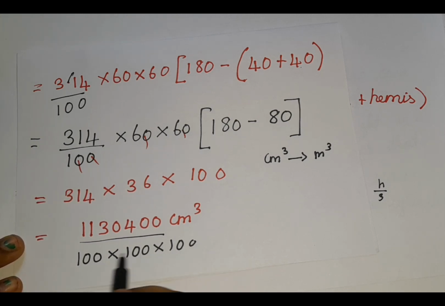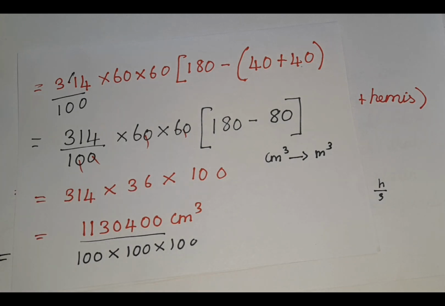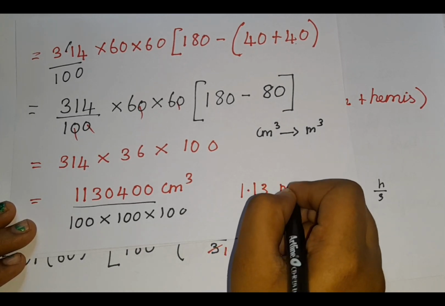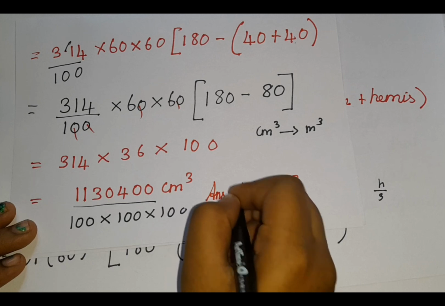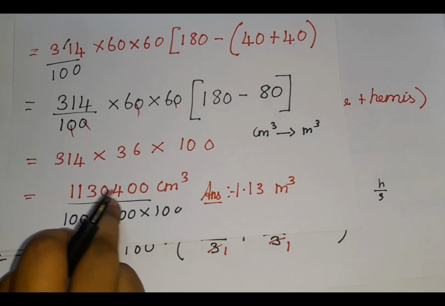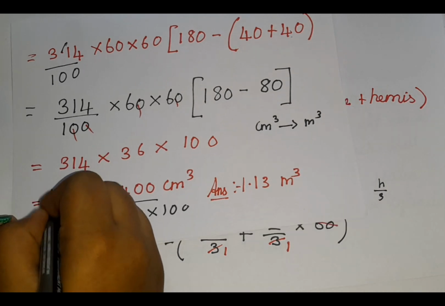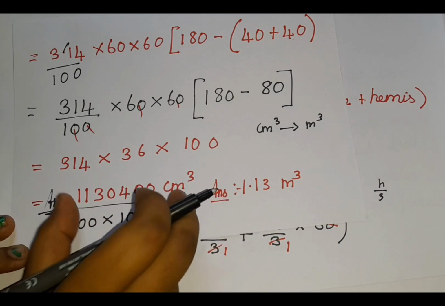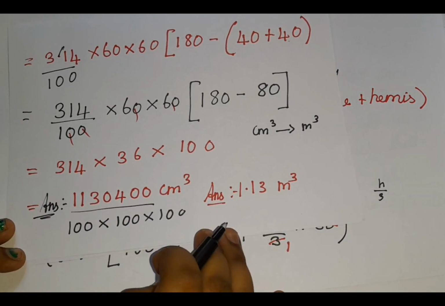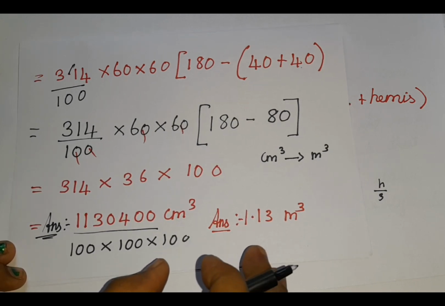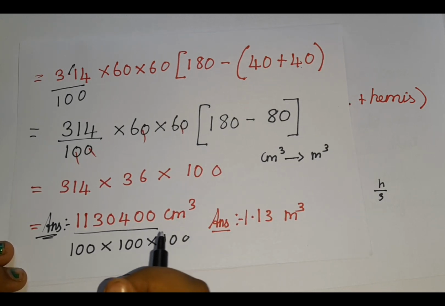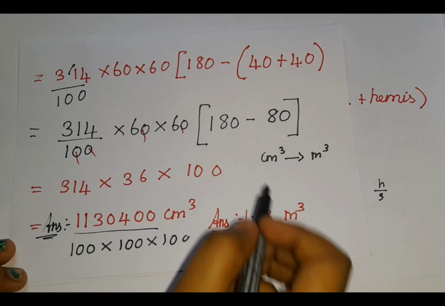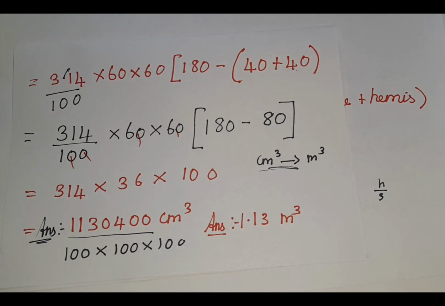When we divide it with 300, we get 1.13 meter cube. You can write this as the answer, otherwise you can just write the other as the answer. You can just leave the answer till here, otherwise if you want to convert, you can just do it. I just thought you should know, in some cases we might apply this. So if you want to write this as an answer, you can write it. If you want to convert, you can just do this. Okay, so this is our final answer.